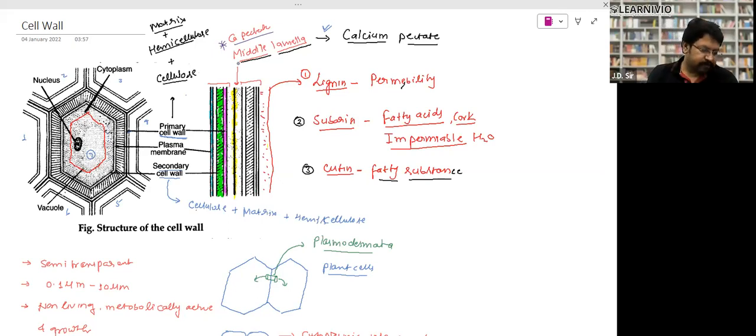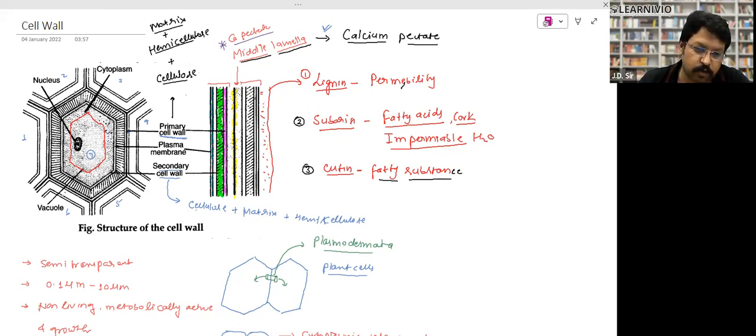So what happened? Calcium pectate, as I have already told you, when the fruits are unripe, they are very hard because of calcium pectate, this middle lamella. When fruit gets ripened, what happens? Middle lamella gets dissolved. That's why the ripened fruit becomes soft, right? And the unripe fruits are very hard, right? Sometimes below the plasma membrane, deposition of some substances takes place at maturity.